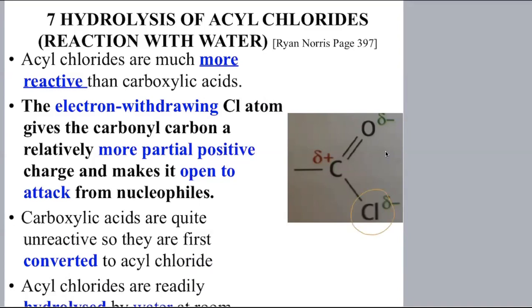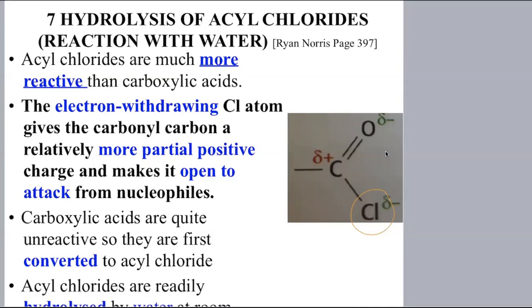Acyl chlorides are actually much more reactive than carboxylic acids. Carboxylic acid is a relatively unreactive organic molecule, so that's why most reactions that start with a carboxylic acid first convert it to an acyl chloride. It's easy to convert the carboxylic acid to an acyl chloride. You just throw in SOCl2 or PCl5, but of course you need to separate your desired product, the acyl chloride, from the other side products of the reaction.